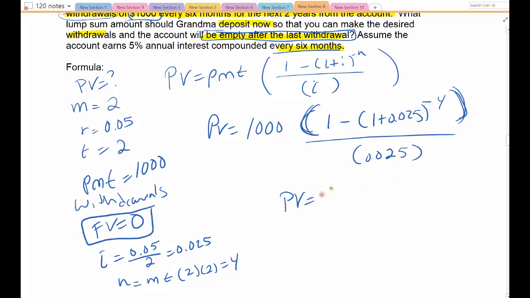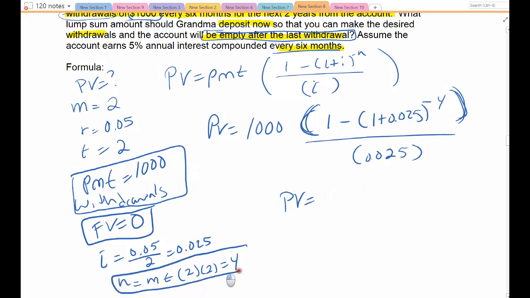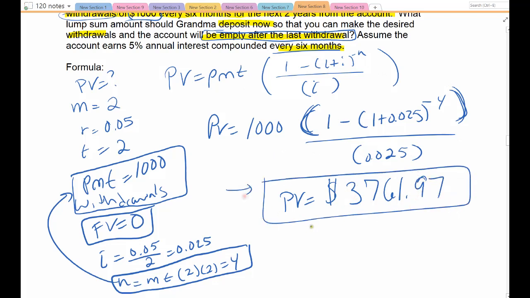If you carefully type it in, just to speak logically, you're going to withdraw $1,000 4 times, so you pull out 4 times $1,000. Altogether, you get $4,000 from Grandma. Most of it is Grandma's money, but some of it is coming from the interest rate, and so the value should be less than $4,000. And it does. If you type this in carefully into the formula, it comes out to $3,761.97. And that's how much Grandma puts in there.